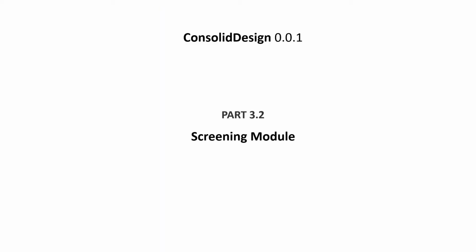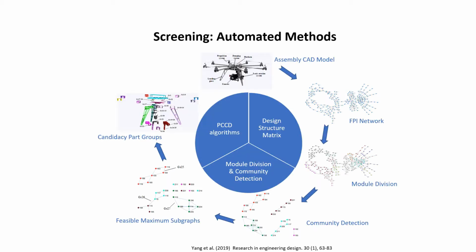When the function analysis module is finished, the next step is to do screening to find out which parts can be consolidated. As shown in this slide, the general procedure consists of 4 steps: FPI network, module division, community detection, and finding the feasible maximum subgraphs.